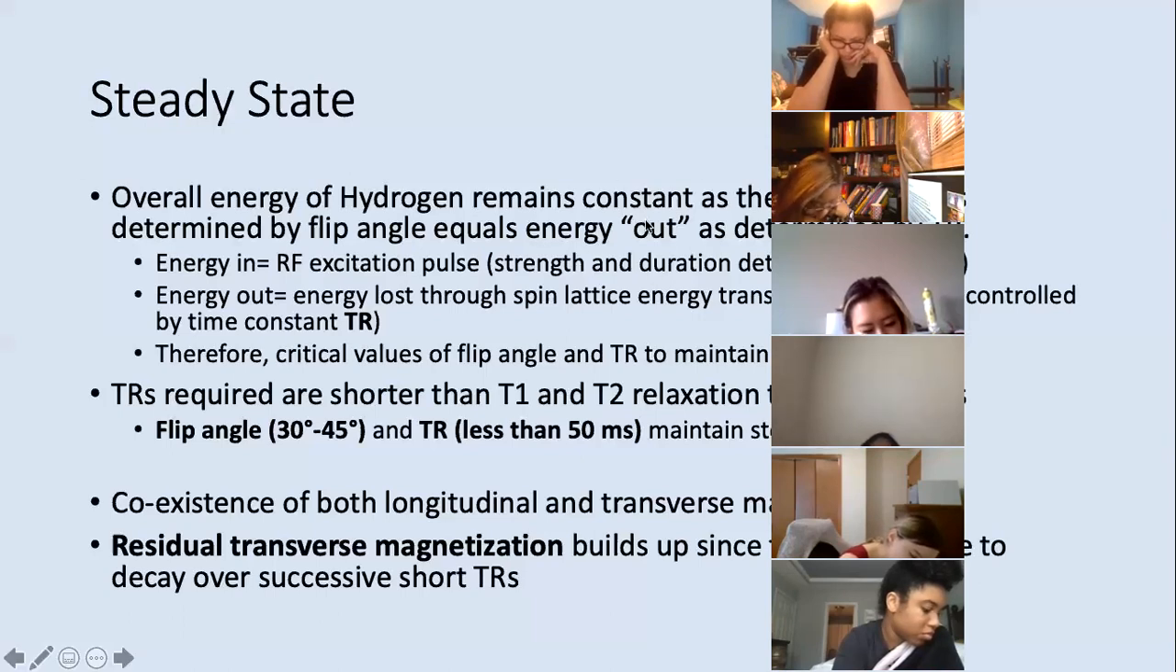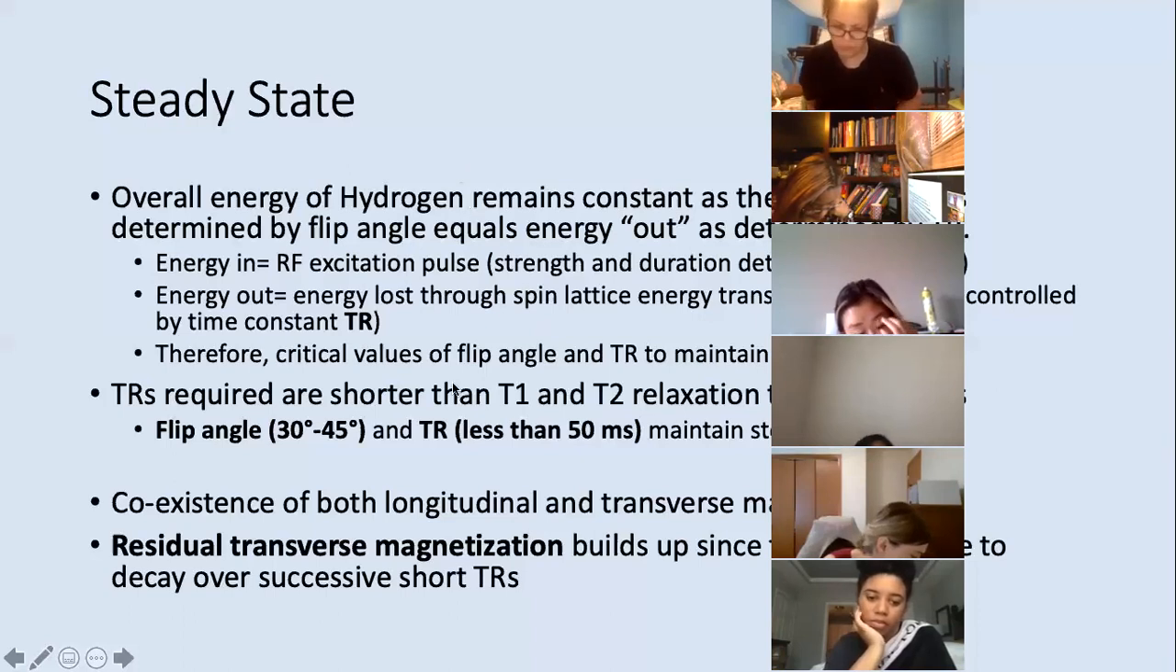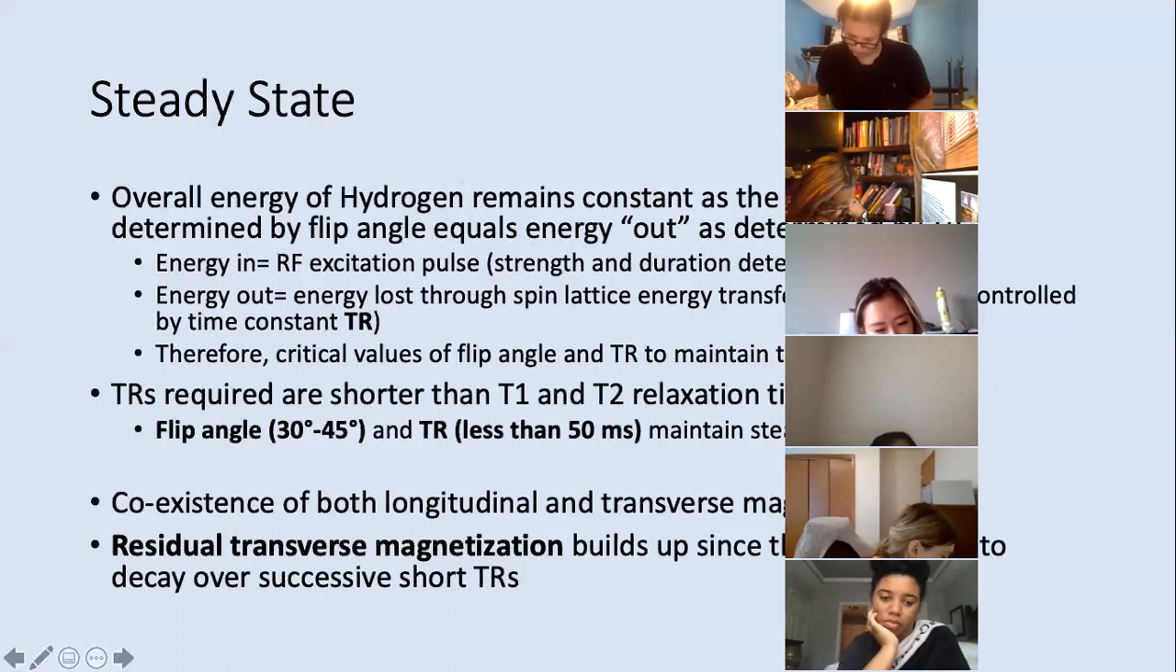And then our energy out is determined by our TR, our repetition time, allowing that tissue to release that energy into the lattice, into the surrounding environment. To maintain a steady state, we have to have an equilibrium of energy in to energy out. Therefore, it's critical that we select a flip angle and a TR that maintains this steady state.